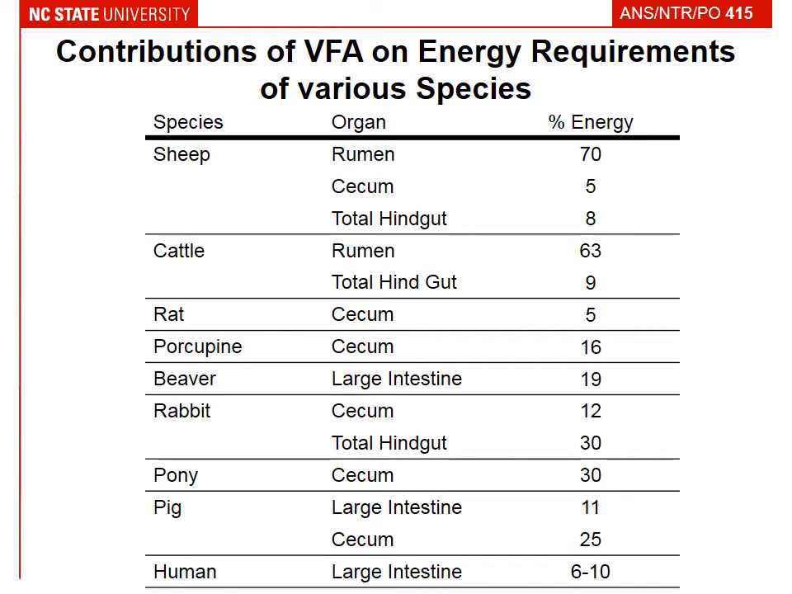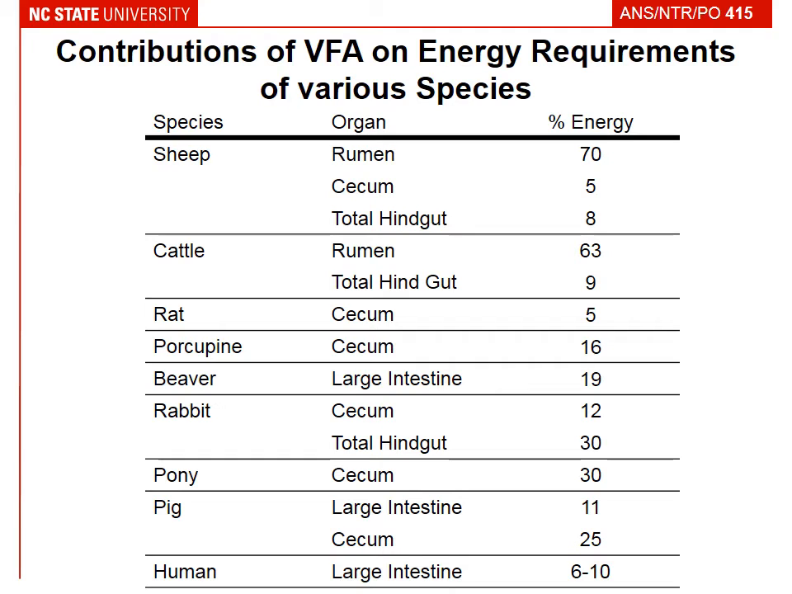Compare that to the rabbit. You have the cecum here in the rabbit, 12%, 30% in the total hindgut, and then 30% in the pony or horse is where their energy comes from. So you can tell by looking at this that those foregut fermenters are much better adapted to utilizing those volatile fatty acids to meet their energy requirement. And then you compare all these animals to the human. The human is, along with the rat, one of the least efficient at utilizing volatile fatty acids to meet the energy requirement.